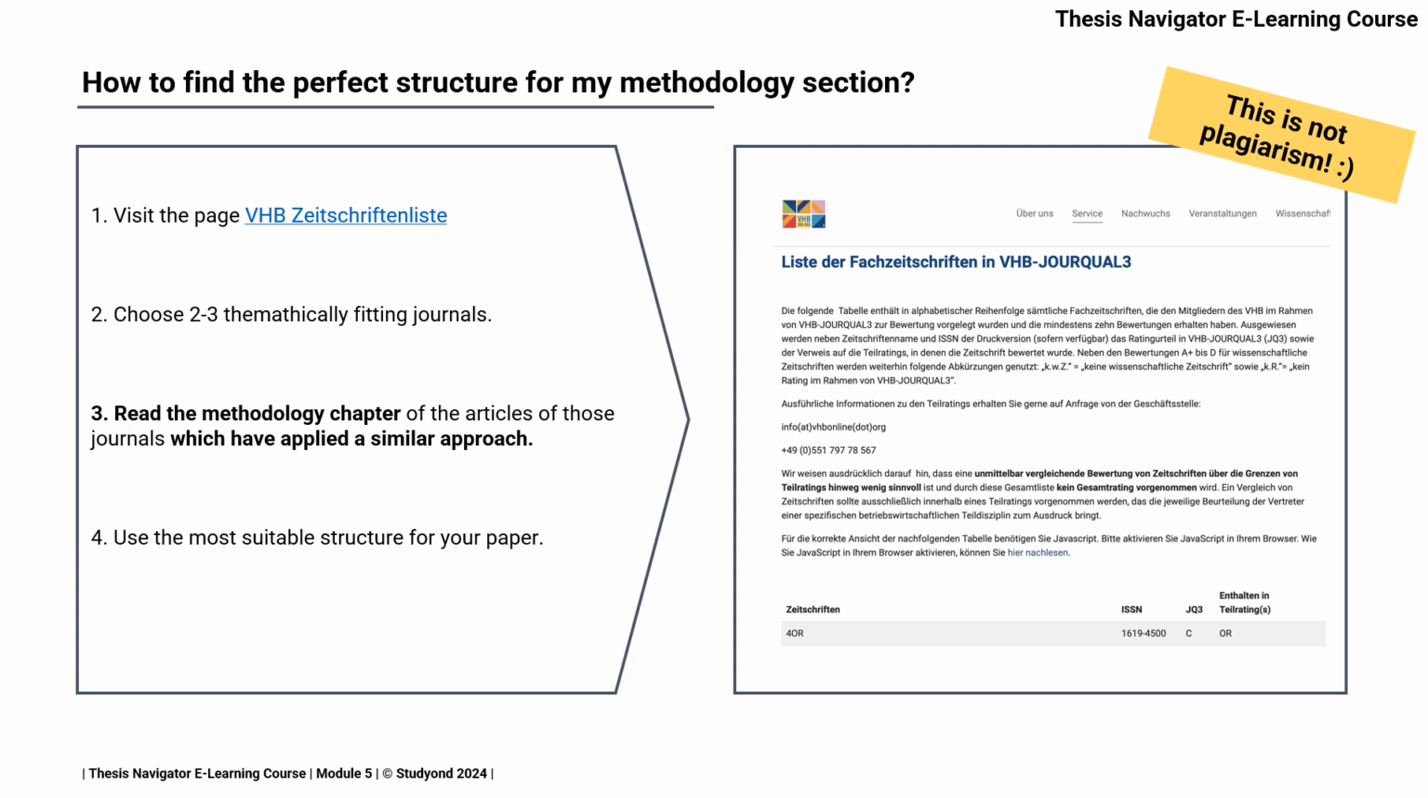Thirdly, read the methodology chapters of articles that have used a similar methodological approach to the one you want to use in your thesis, such as regression analysis. Fourthly, apply the most suitable structure to your thesis. Please note that this has nothing to do with plagiarism. On the contrary, if you look at the series of scientific publications, you will notice that many have a very similar structure, and that's not a coincidence.